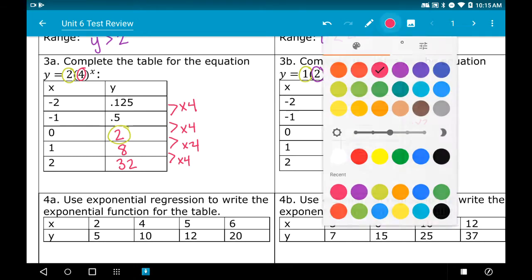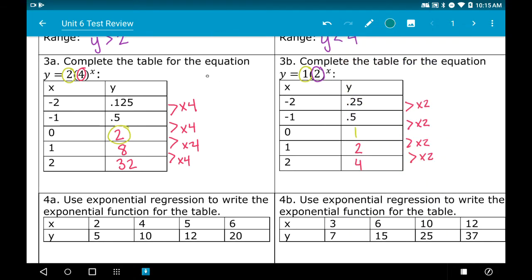And just for extra help, I'm going to label what everything is here. So this one is going to be growth, because we know that this number is bigger than 1. Our y-intercept is going to be 0, 2. And then our growth factor, that's your b value. So anytime it asks for a growth or decay factor, that's just this value that we're multiplying by. So that would be 4.